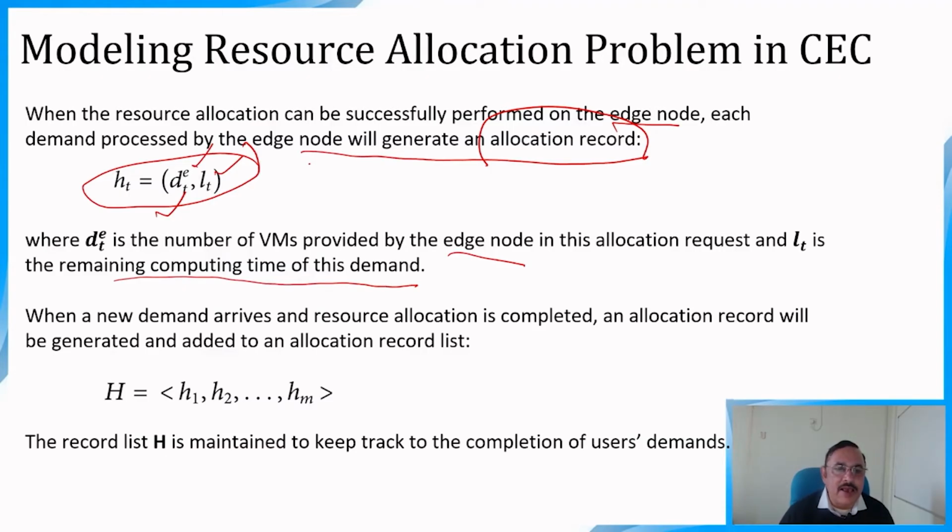So, when a new demand arrives, the resource allocation is completed and the allocation record will be generated and added onto the allocation record list like this: H1, H2 and so on up to HM, which are the allocation records. Here, the allocation record list H is maintained to keep track of the completion of the user's demand.